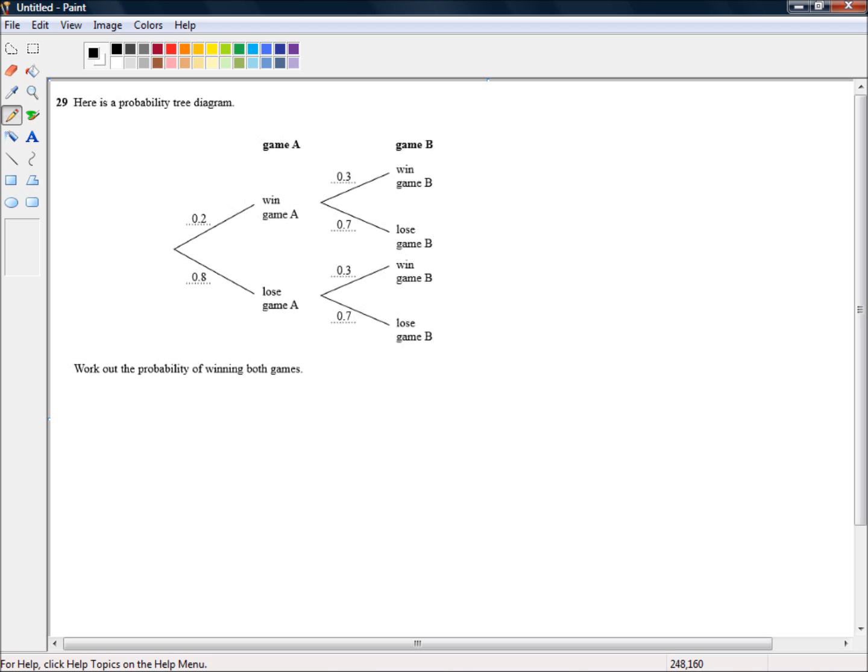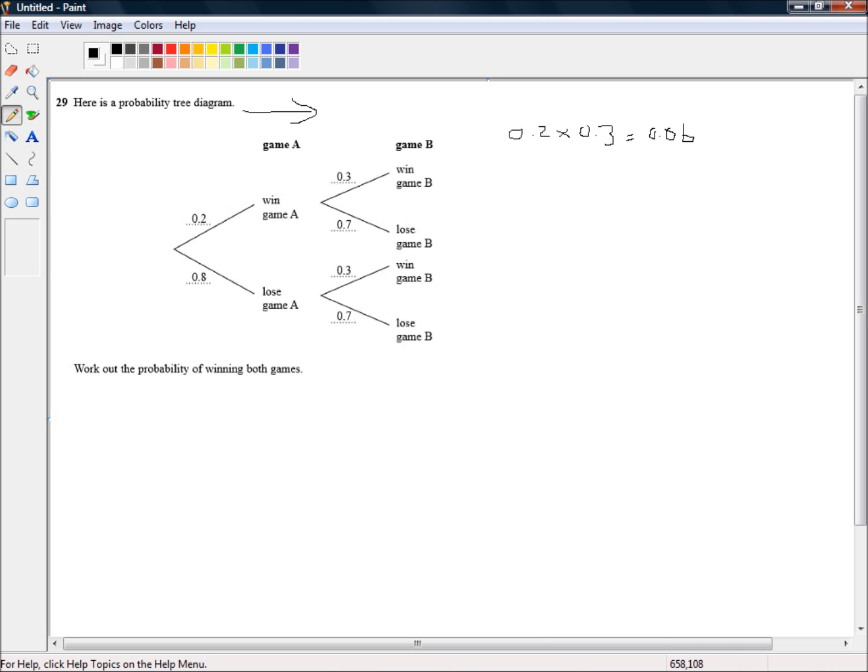Okay, so the probability of winning game A is 0.2, and the probability of winning game B is 0.3. So we're going across the tree, so we remember we need to multiply. So the probability of winning game A and winning game B is 0.2 times 0.3, which is equal to 0.06.